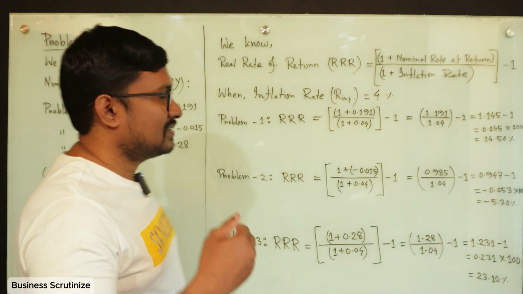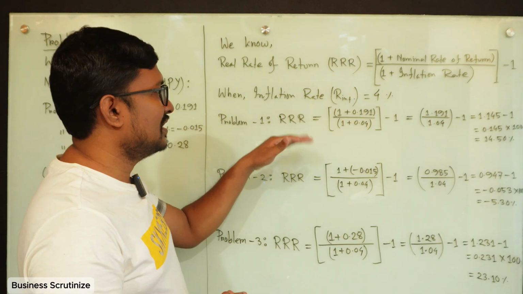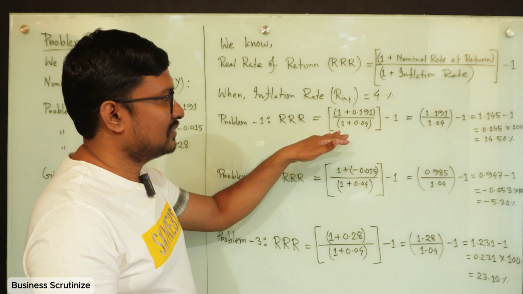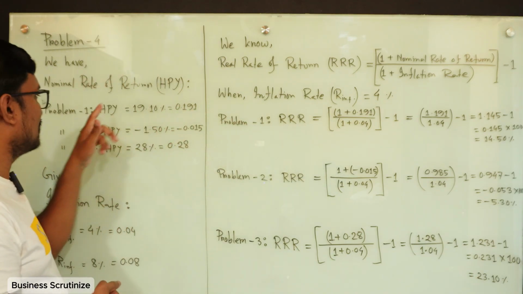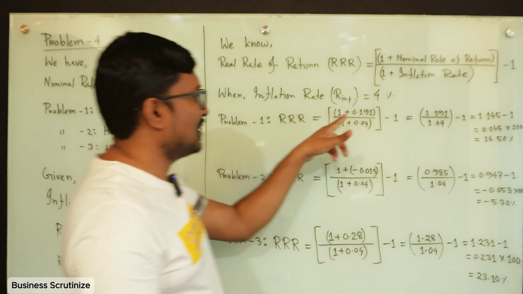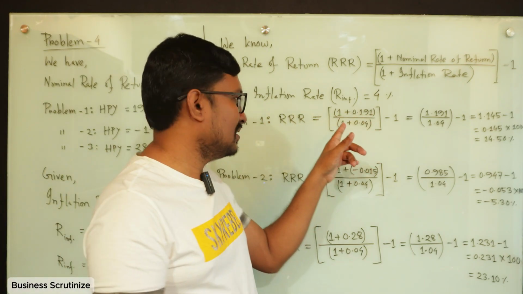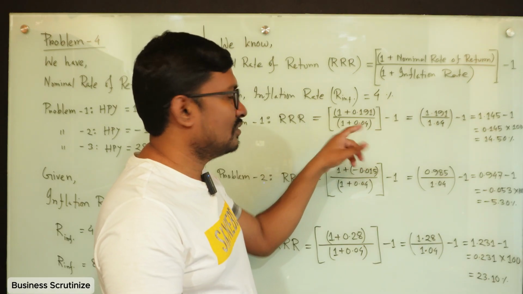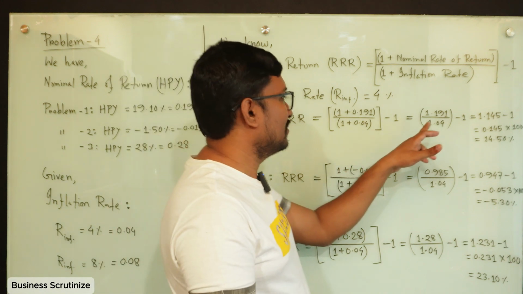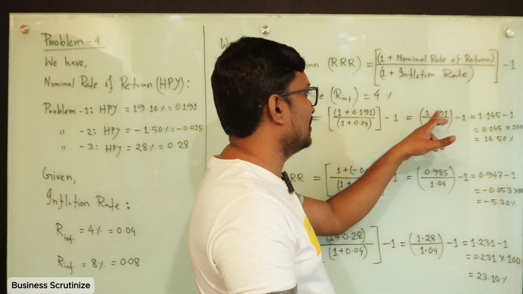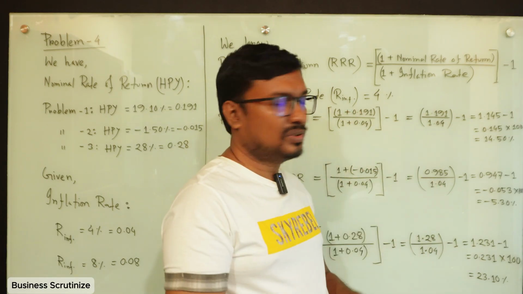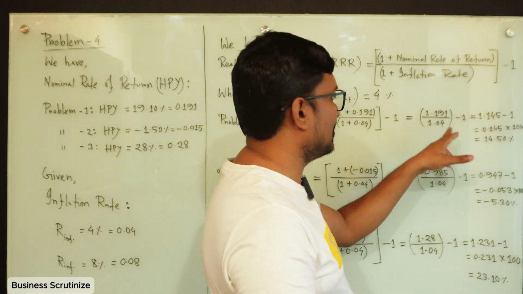So if we consider 4% as the inflation rate, then in problem number 1, for the real rate of return, we can just input the data we have. In problem number 1, we have the nominal rate of return, which is SPY here. So 1 plus 0.191, and we have to divide it by 1 plus 0.04, where 0.04 is the inflation rate, and subtract 1. We have 1.191 in the numerator and 1.04 in the denominator, minus 1.